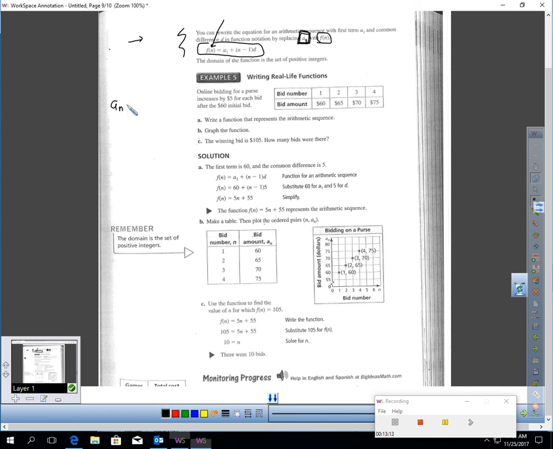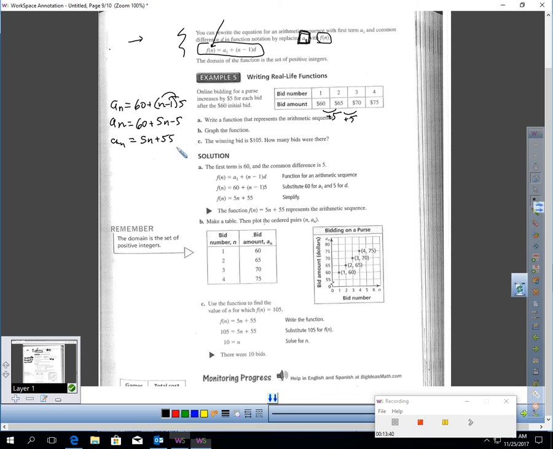The nth term would be the first term, which is 60, plus n minus 1 terms remaining, and we keep on adding 5 every time, so times 5. And let me simplify that by distributing, and I get 5n minus 5 here. So the nth term of the sequence, a sub n, would be 5n plus 55.